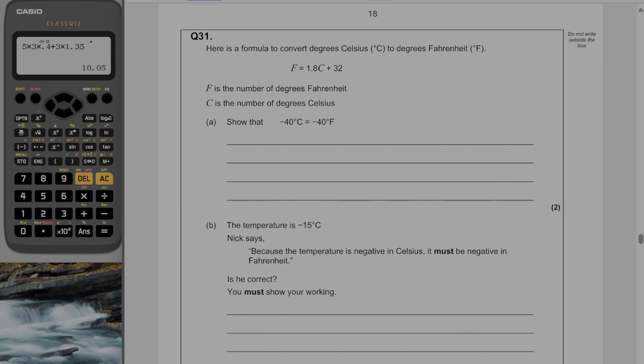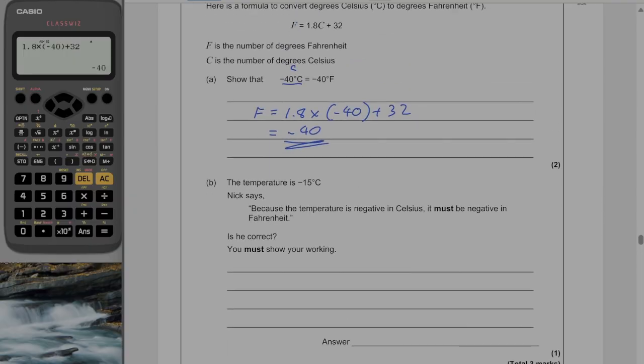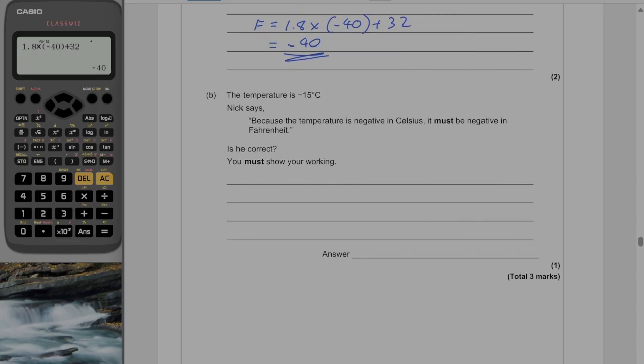Right, so I'm going to say then, if we take this as C, and then I'm going to use that to find F. So F is going to be equal to 1.8 times minus 40 plus 32, which is going to be equal to 1.8 times minus 40. It's just like putting negative numbers in brackets. Plus 32 gives us minus 40. Right, which is what we were told. There we go.